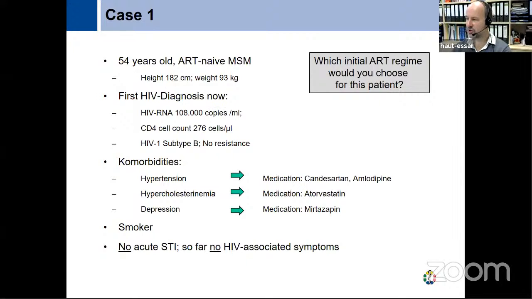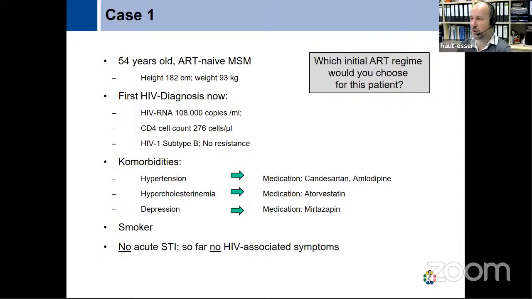He has hypertension, hypercholesterolemia, and a depression, and he is already treated with candesartan and amlodipine against his hypertension. Against his hypercholesterolemia, he gets atorvastatin, and against his depression, because he is sometimes sleepless, he gets mirtazapine. At the moment, he has no acute STI, he has no chronic hepatitis B or C, and so far he has no HIV-associated symptoms. And my question is, which initial ART regimen would you choose for this patient?